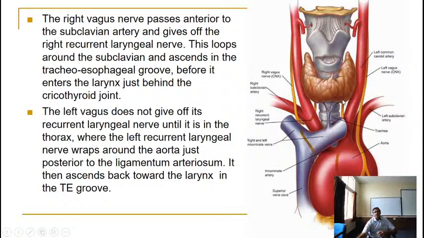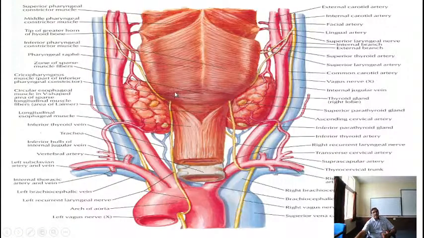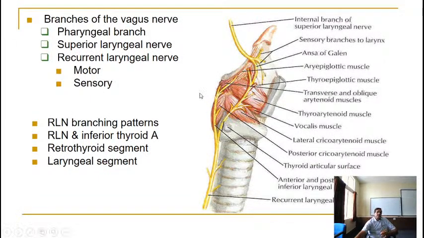So out of these two recurrent laryngeal nerves which are prone to injury in a thyroid surgery, the chances are more for the right one. It supplies all the intrinsic muscles of the larynx except the cricothyroid, and also the sensory component below the glottis. So that is about the recurrent laryngeal nerve. Now there are three branches of the vagus nerve. The first one is the pharyngeal branch, which supplies the constrictor muscles, stylopharyngeus, and comes down.